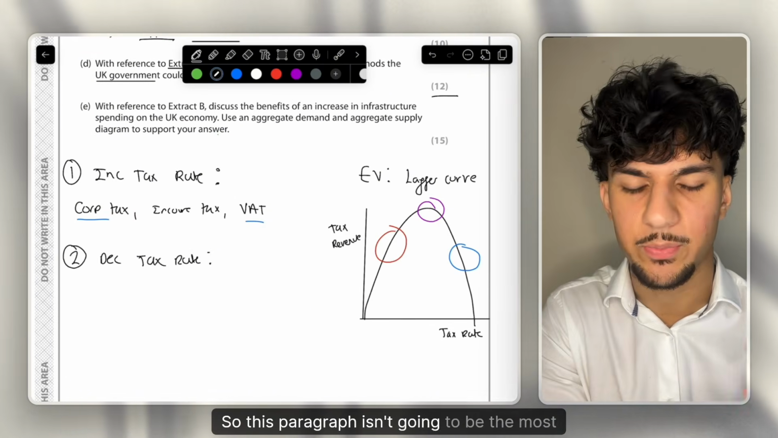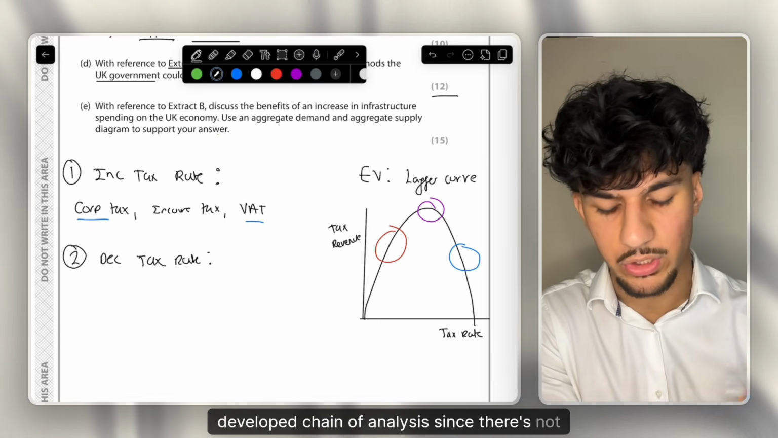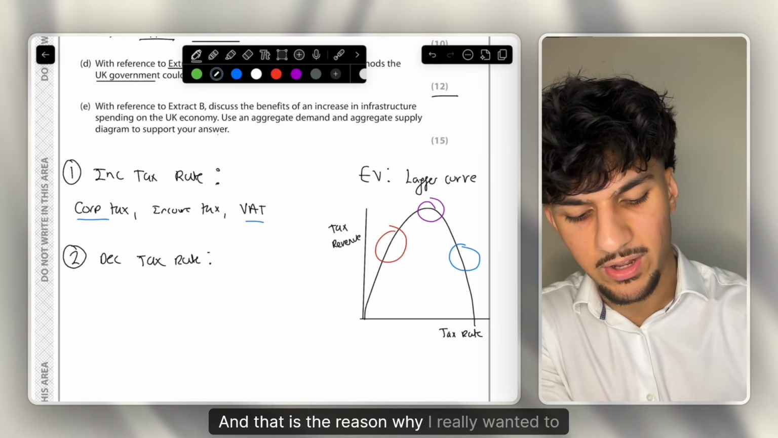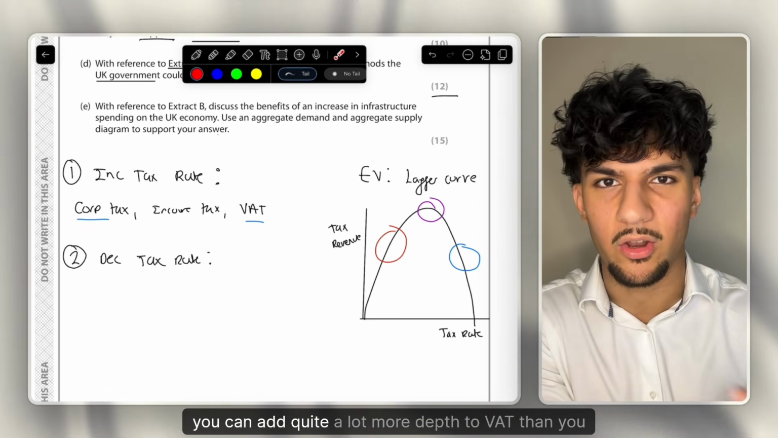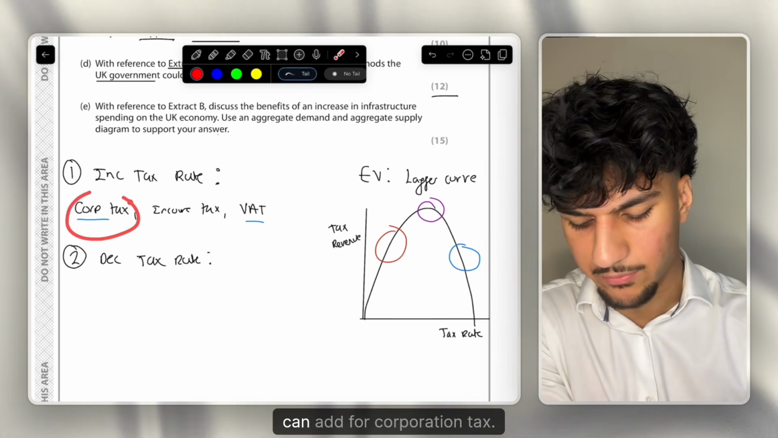So this paragraph isn't going to be the most developed chain of analysis, since there's not really much to speak about here, and that is the reason why I really wanted to include VAT, since you can add quite a lot more depth to VAT than you can for corporation tax.